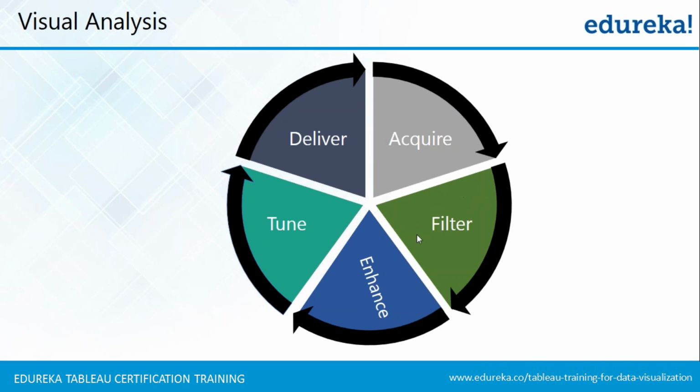Then you should filter out the data to select the correct parameters which will be able to represent your data in a more insightful and meaningful way. Then you should take steps to enhance your data to make it visually attractive. Then tune it to gain the insight or to make the inference that you want to, and finally deliver the data. So this is the cycle of visual analysis, or these are the steps that you should follow in order to represent your data visually as accurately as possible.